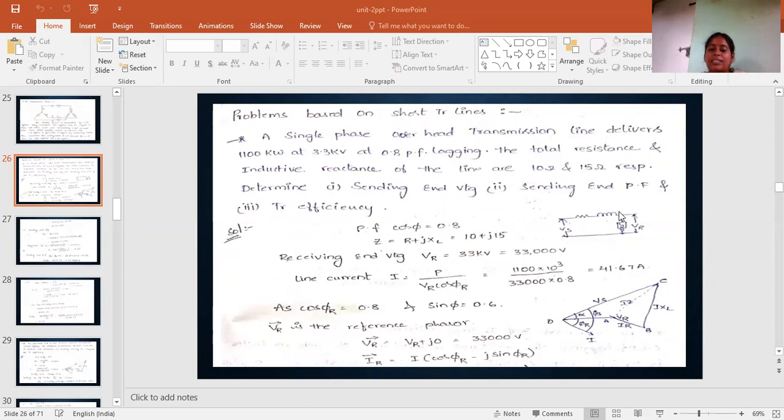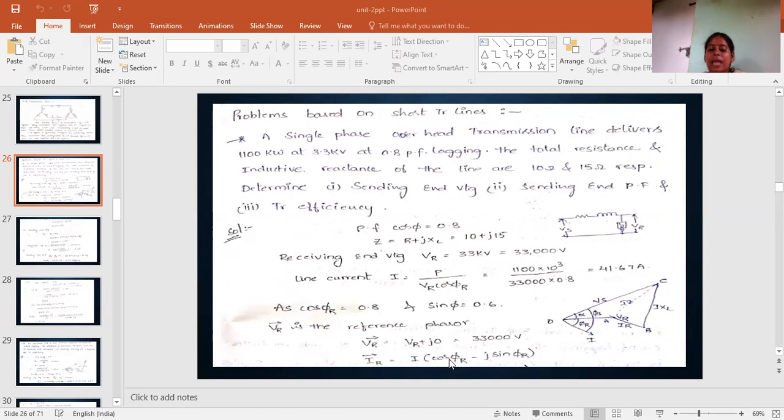Here the receiving end current and sending end current are equal, so IS equal to IR. It can be represented as I also. Substitute the values, we can find the current value and draw the phasor diagram. From the phasor diagram, VR is the reference. So VR in vector form equal to VR plus j0, that is nothing but 33,000 volts.